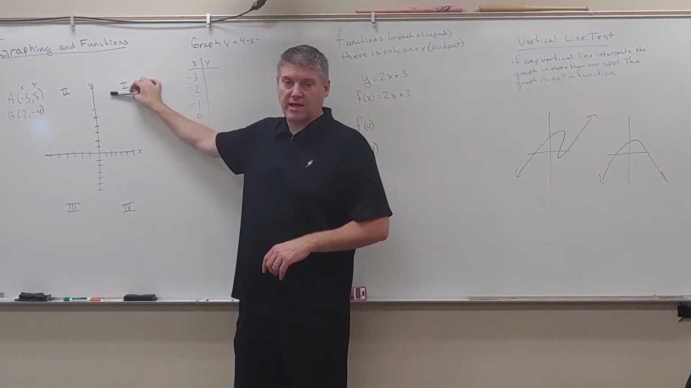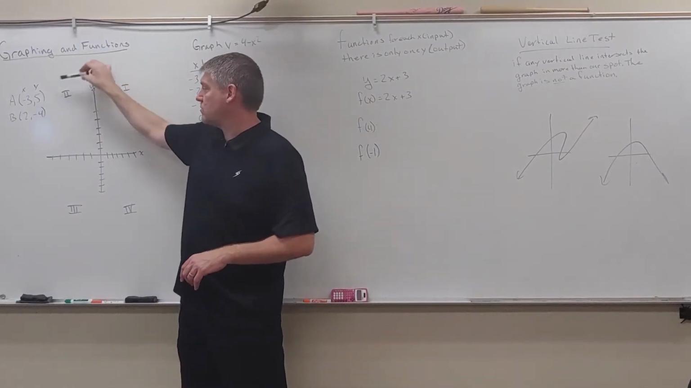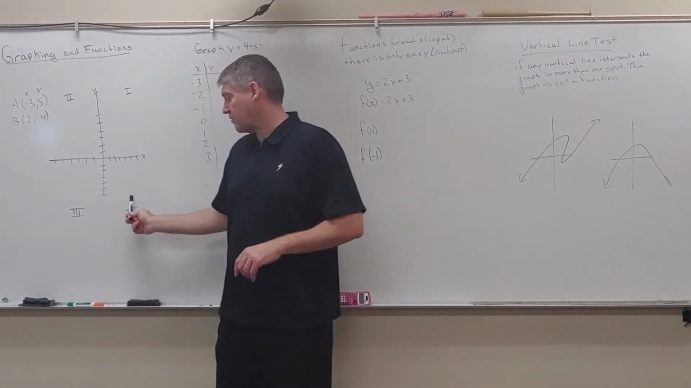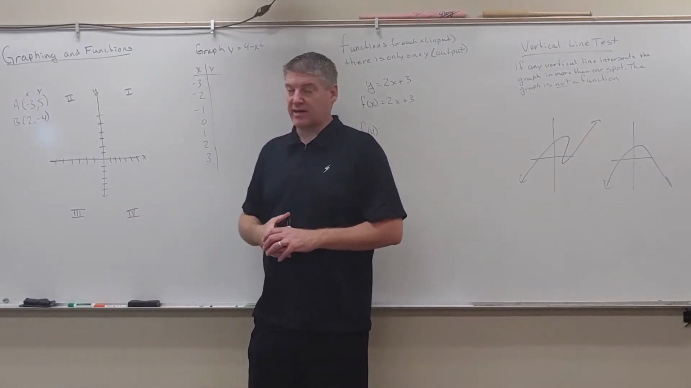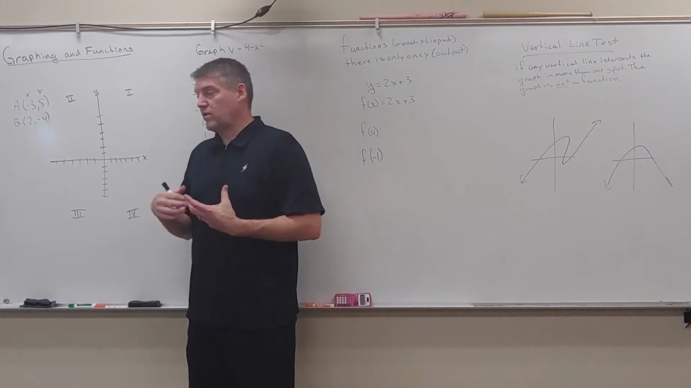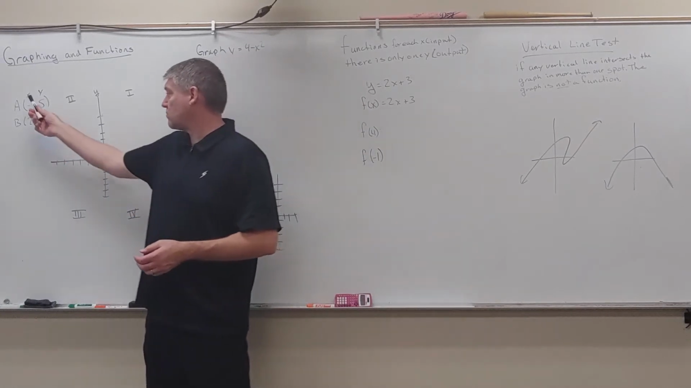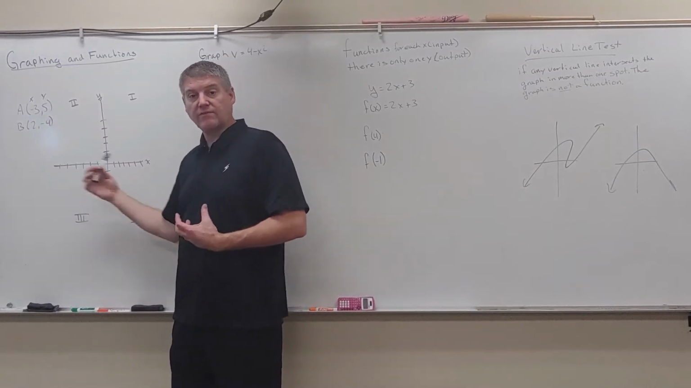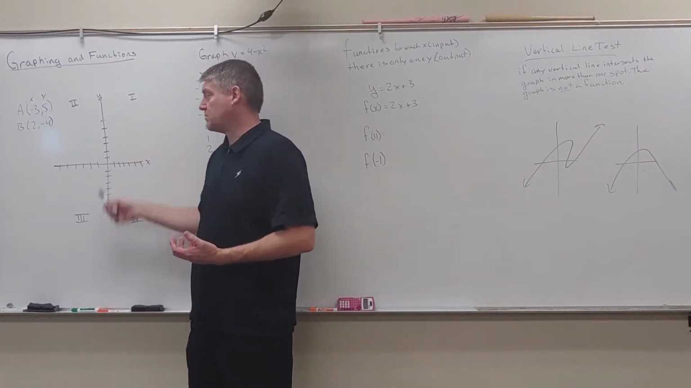Quadrant 1 is where x and y are both positive. Quadrant 2, negative x, positive y. Quadrant 3 is negative x, negative y, and quadrant 4 is positive x, negative y. Now, we have these coordinates. The first one is x, the second one is y. The x tells me left or right. The y tells me up or down.